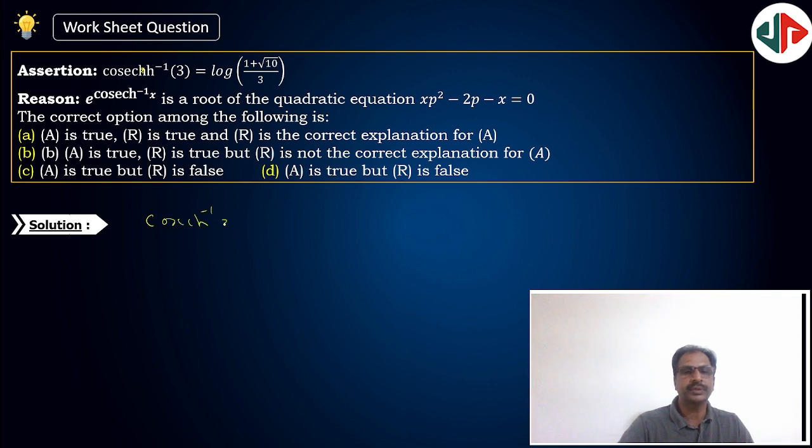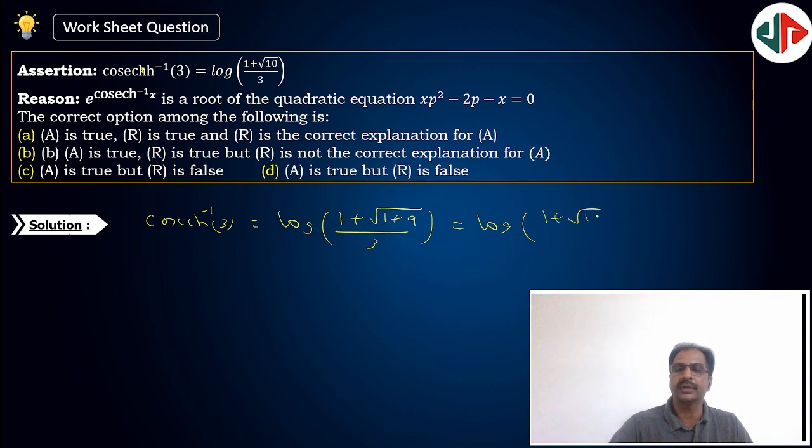When x is positive, the cosech inverse x formula is log of (1 plus root of 1 plus x square) by x. So this is nothing but log of (1 plus root 10) by 3 base e, which means the assertion is correct. Now let us check the reason.